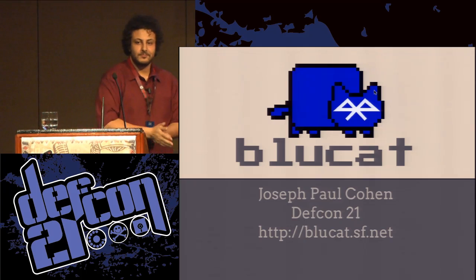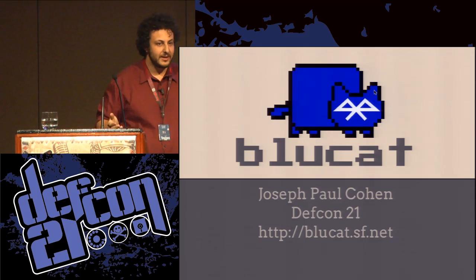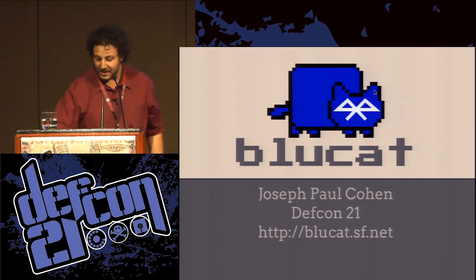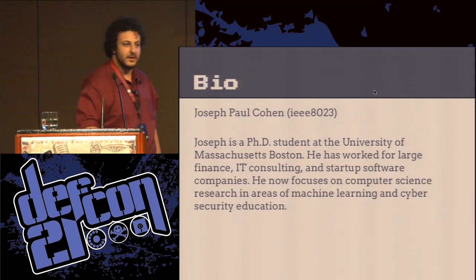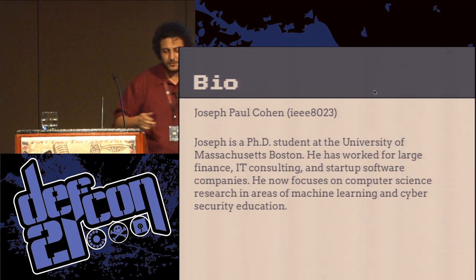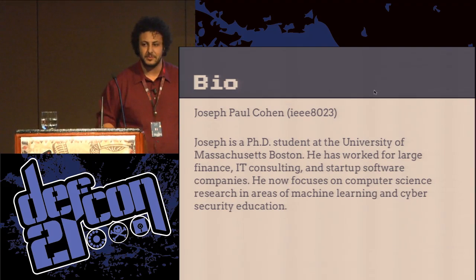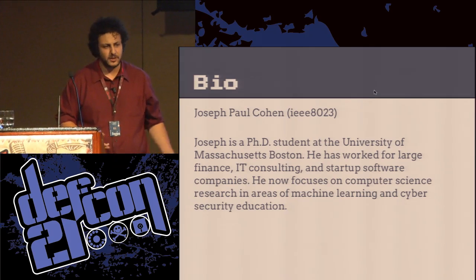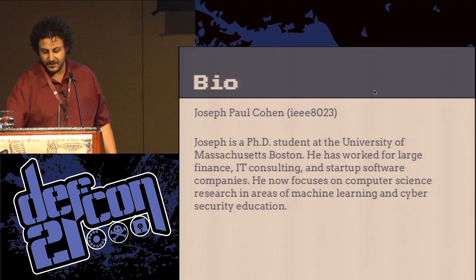All right, so I'm here to talk about Blucat. Who's heard of Blucat so far? Awesome. Okay. So pretty much, my name is Joseph Paul Cohen. I'm a PhD student at UMass Boston. It's kind of a side thing, based on cybersecurity and computer science education. I do a lot of machine learning and computer vision stuff, so it's kind of dual tracks, right? So this is the fun stuff.